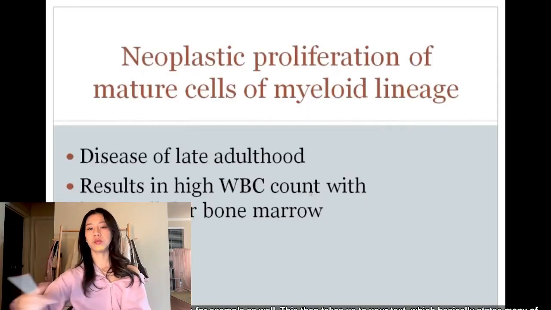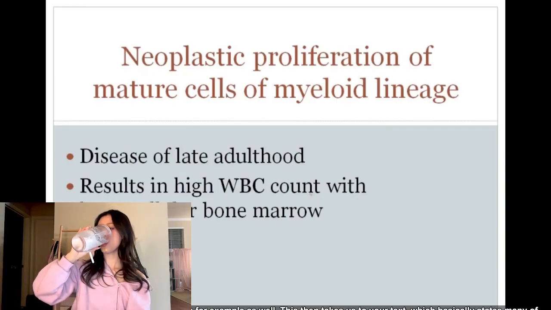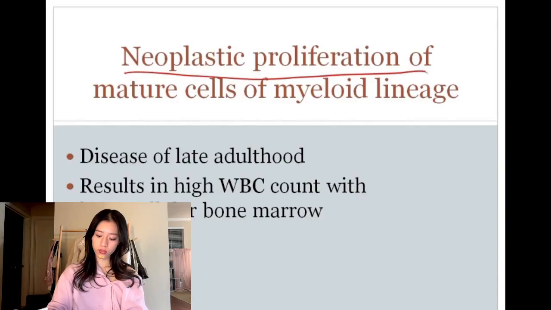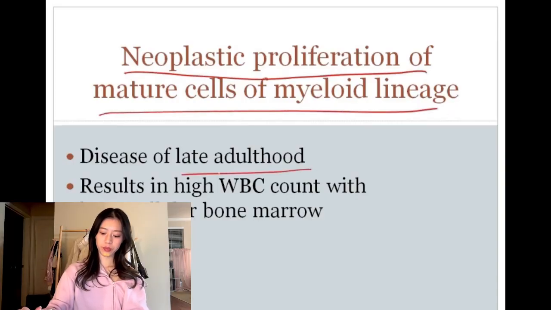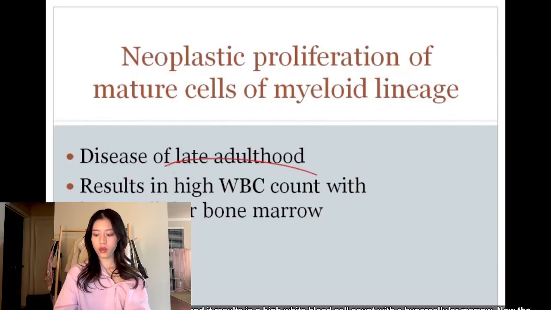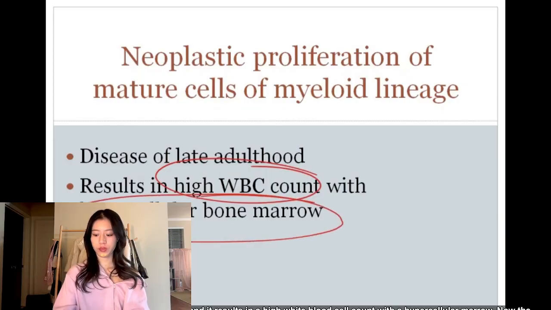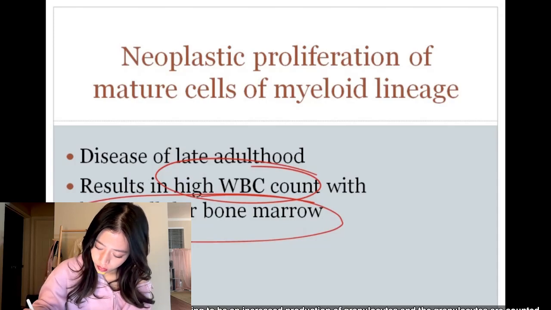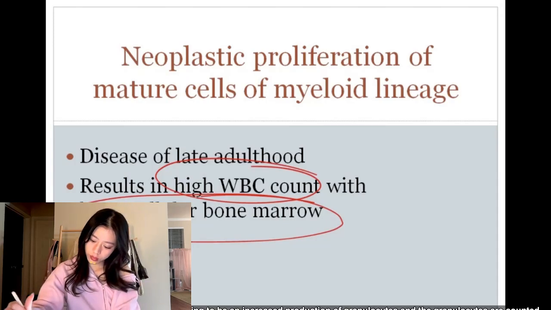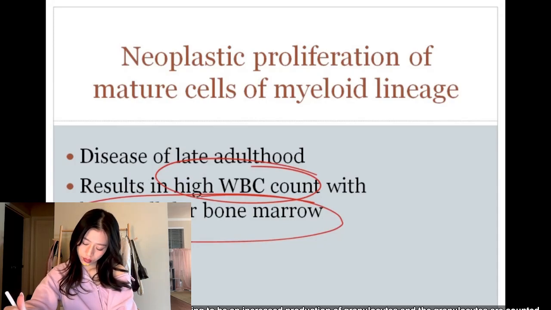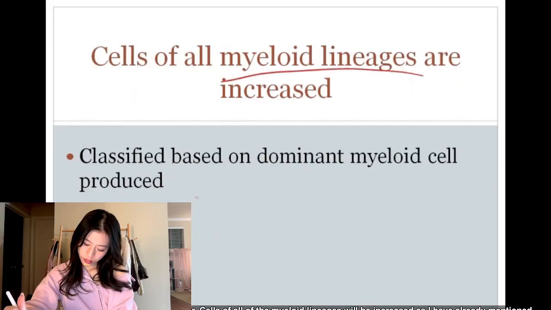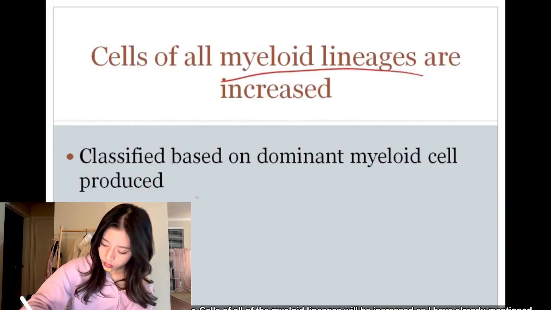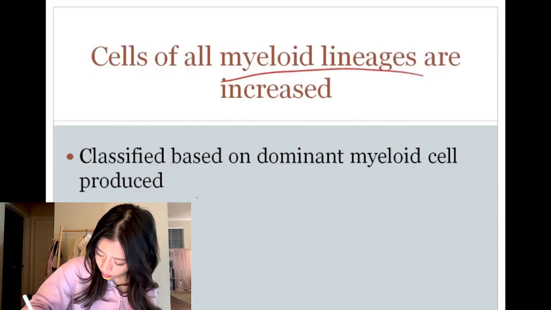This then takes us to your text, which basically states many of the things that I've already mentioned. What is a myeloproliferative disorder? A neoplastic proliferation of mature cells of the myeloid lineage. It's a disease of late adulthood, and it results in a high white blood cell count with a hypercellular marrow. The white blood cell count goes up because there's increased production of granulocytes, and the granulocytes are counted in the white blood cell count. So I hope that that's clear. Cells of all of the myeloid lineages will be increased, and it's classified based on the dominant myeloid cell produced, as I've already explained.